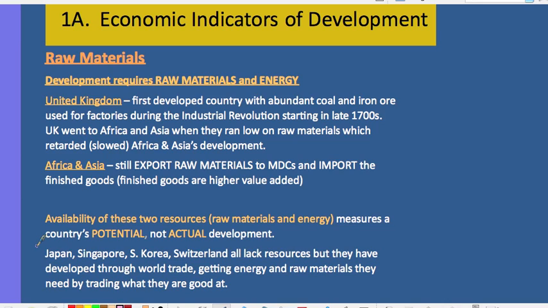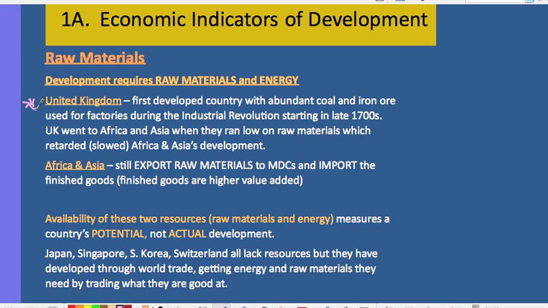When you look at the United Kingdom, which was really the first country to develop, the first to go through its Industrial Revolution, they were able to develop because they had abundant coal and iron ore resources. And they used that in factories, and they were able to make things in their factories. So they were the first to develop. And they made all sorts of things, cloth and machinery and stuff like that.